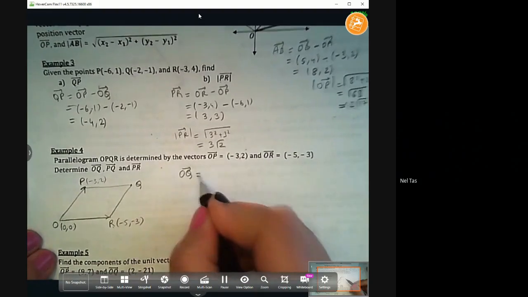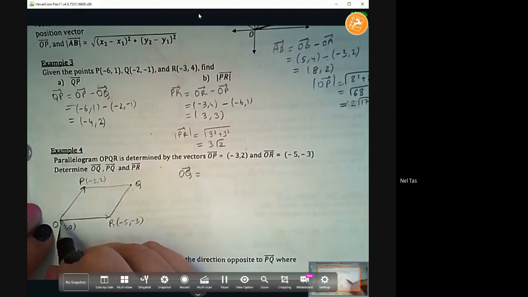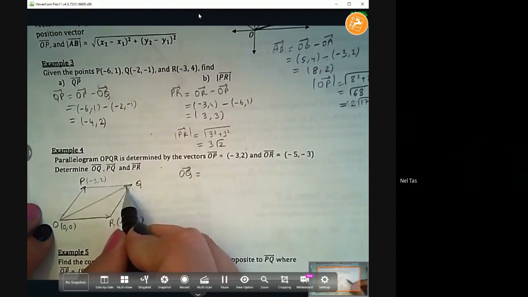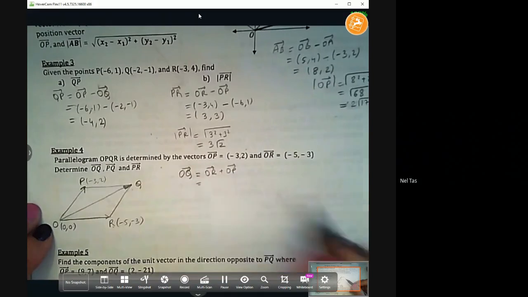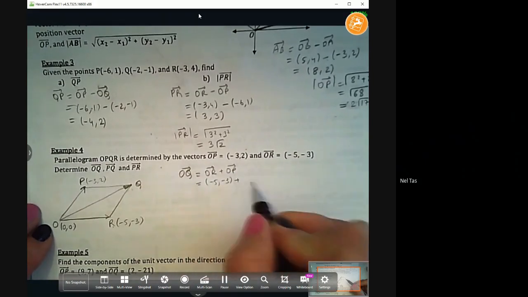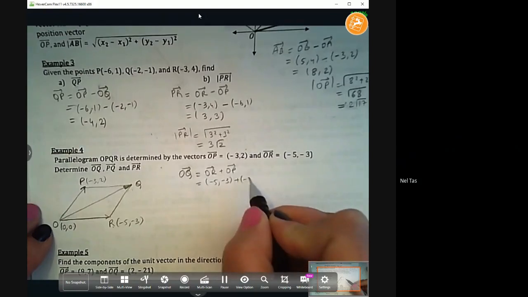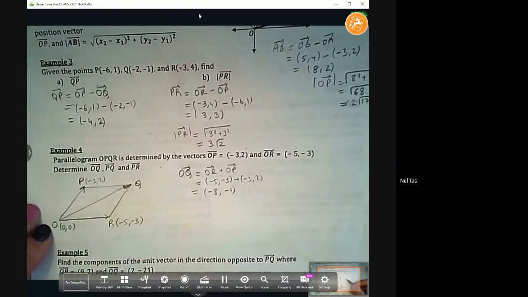As you see, we can find OQ by adding OR and OP. If OR and OP are tail to tail here, you can use the parallelogram method, and this diagonal gives you the sum. How can you get this diagonal? By adding OR and OP vector. So OR is (-5, -3), OP is (-3, 2). That gives us (-8, -1).